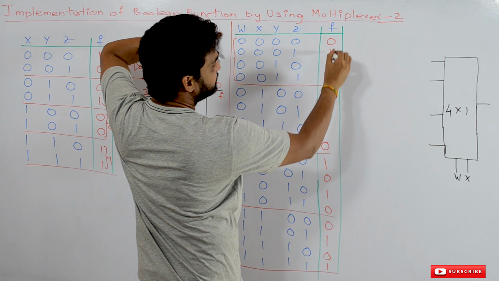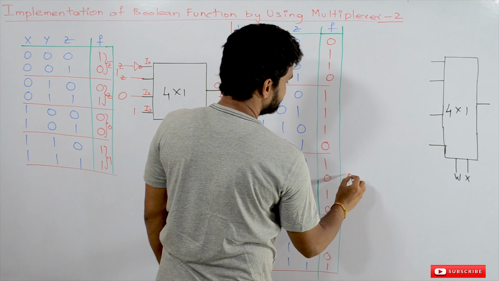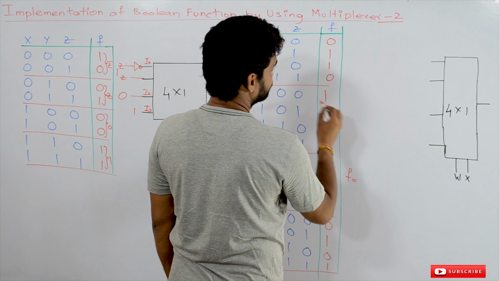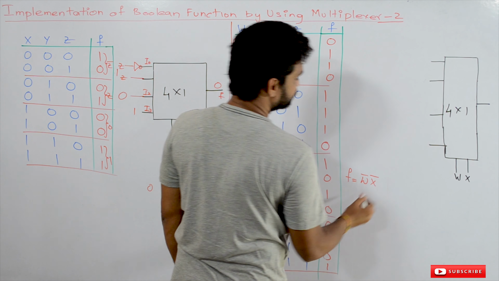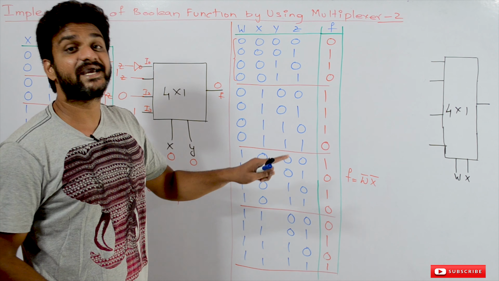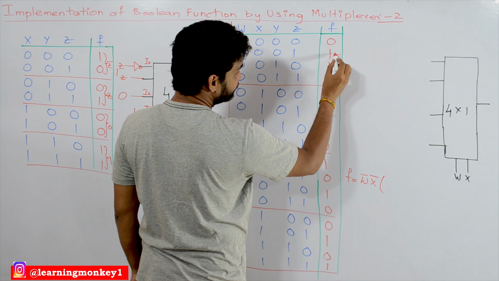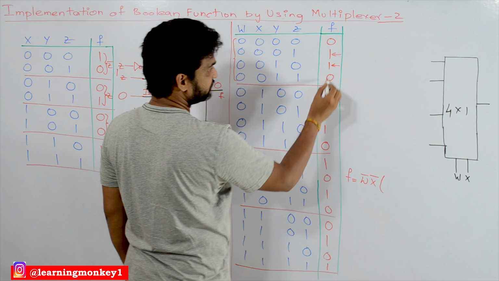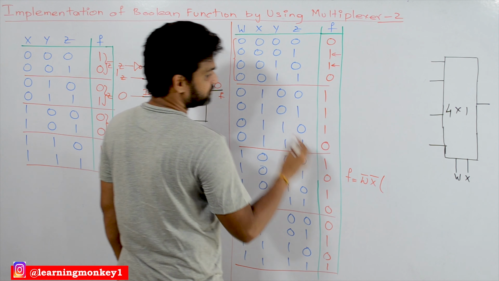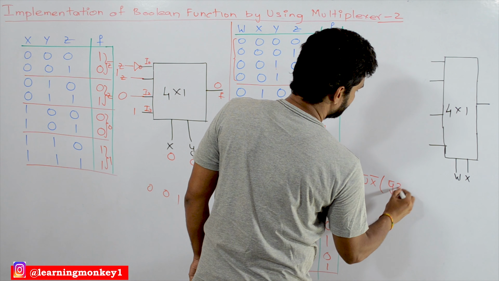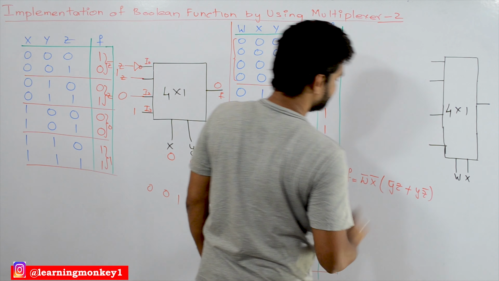how is the function behaving? With respect to YZ, the final function is going to be, whenever the value of WX is 0 0, meaning W complement X complement, the function behaves as follows: where we are getting the value of 1 in the function, it is Y complement Z plus YZ complement.